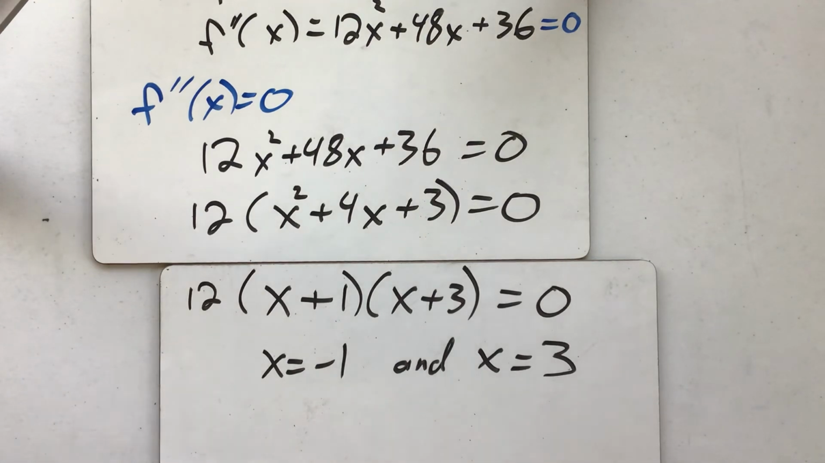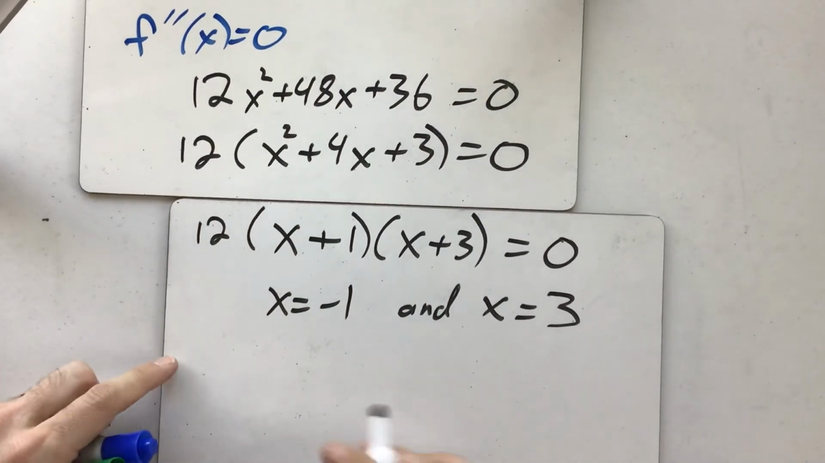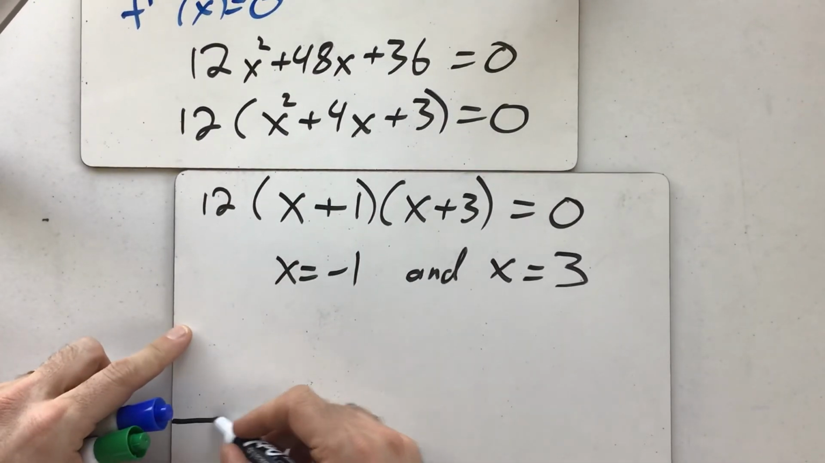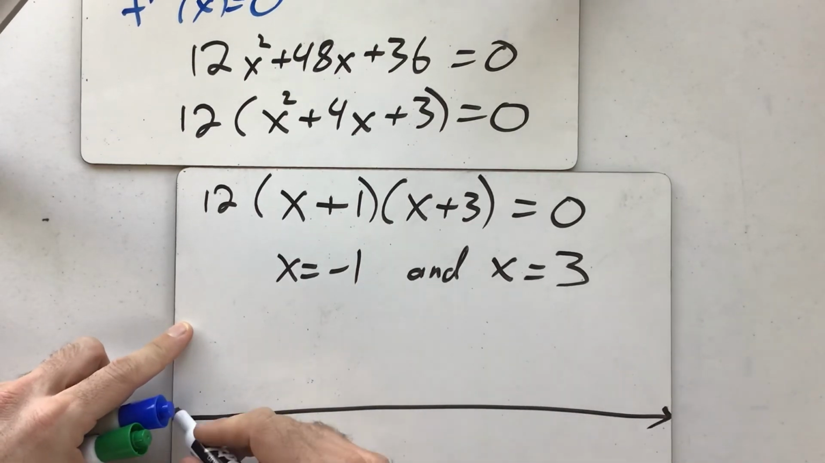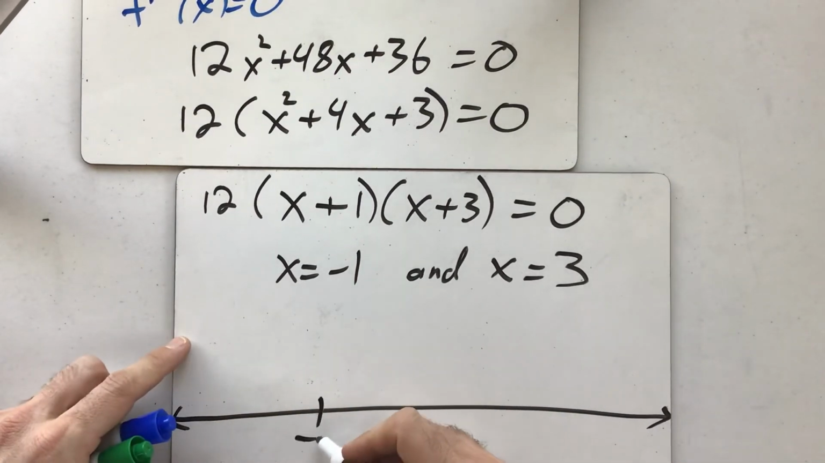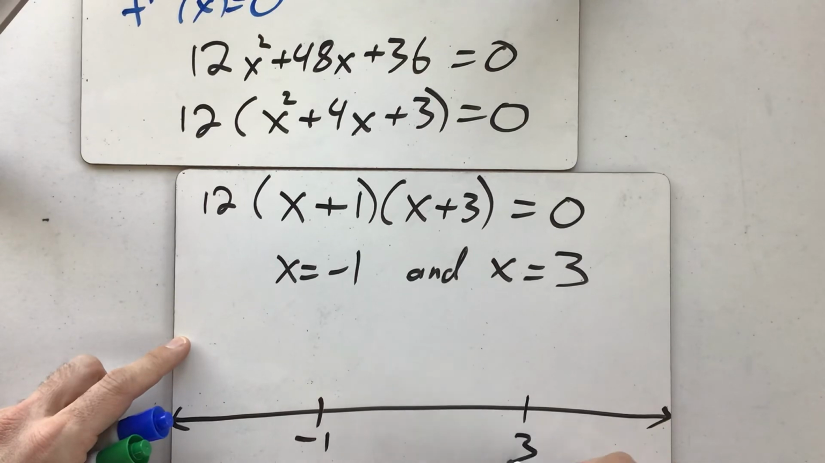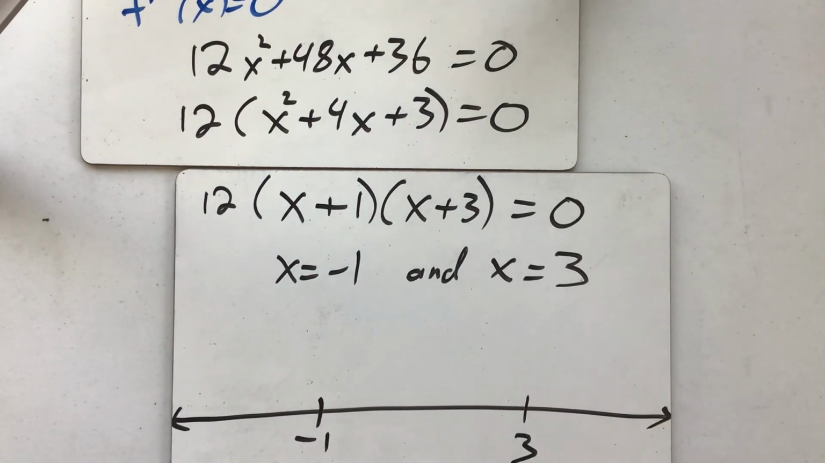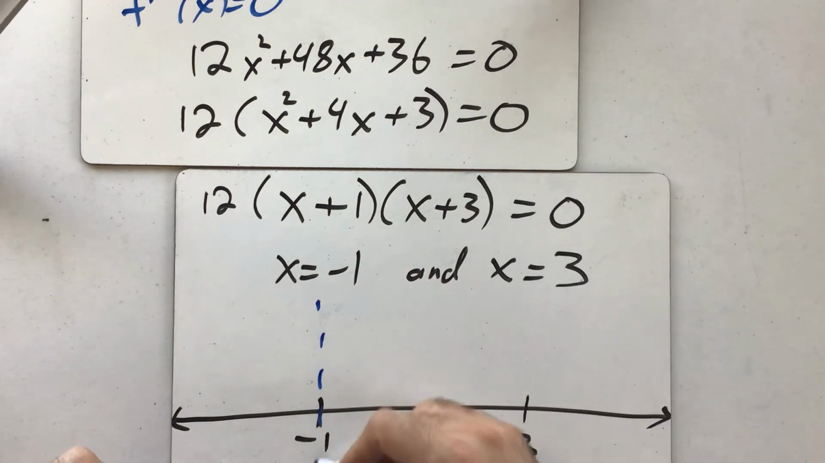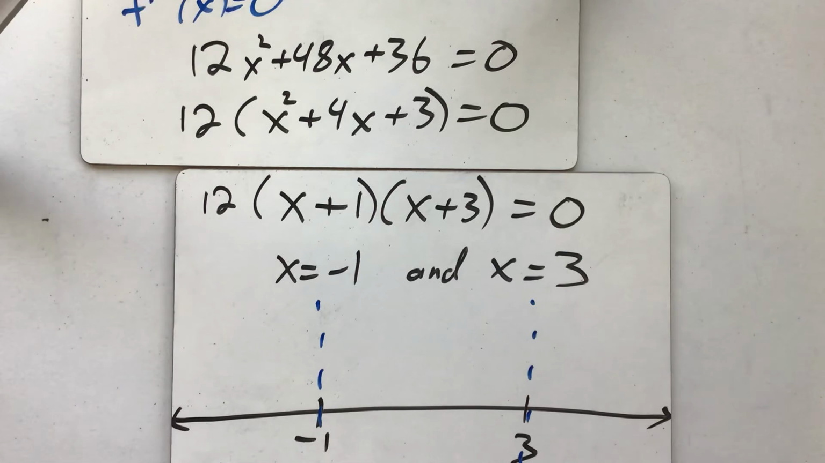So what am I going to do with these 2 points? I'm going to put them on a number line, negative 1 and negative 3. And then once I put those 2 on my number line, I can check each section to see if each section is concave up or concave down.